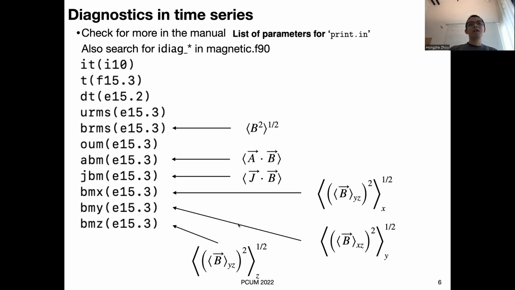And then we also have this one, for example, BMX. You first average the magnetic field over the YZ plane, so do a horizontal average. And then you take the RMS value of that over the X direction. So this will be useful if you want to study, for example, a large-scale dynamo. Then you look at those quantities. Those are proxies of the mean field in the box.